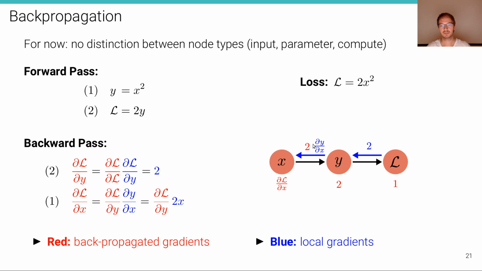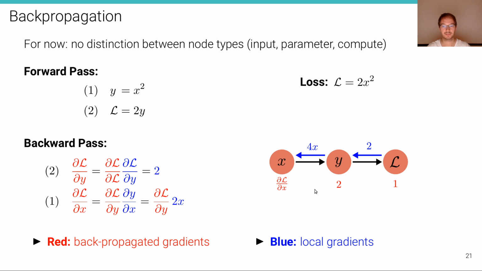Now this is then coming up here, right? This is the same expression here. And we multiply it again. We multiply the backpropagated gradient, now the 2 in this case, with the local gradient, which is 2x.